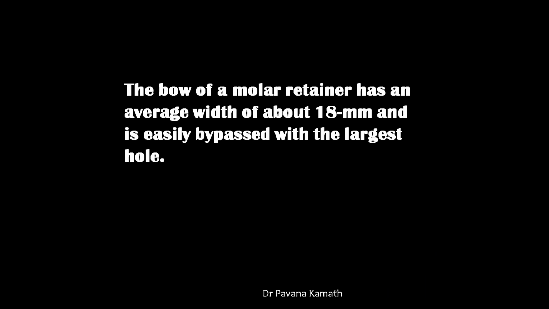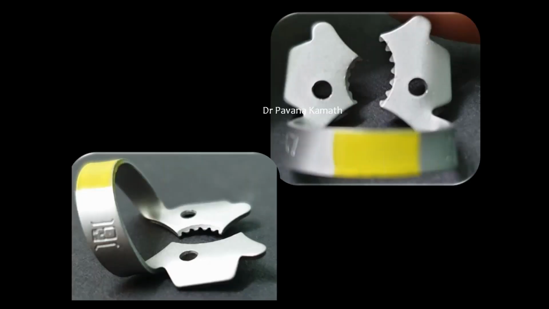Now, you must be thinking there are so many sizes of holes in the punch. There is a science behind every part of the design that goes into making this rubber dam kit. Each hole coincides with the dimensions of the clamp and the tooth that goes with it. For example, the bow of a molar retainer has an average width of around 18 millimeters, and it can be easily bypassed with the largest hole created by the punch that is provided with your kit. Okay, so this is a tried and tested thing.